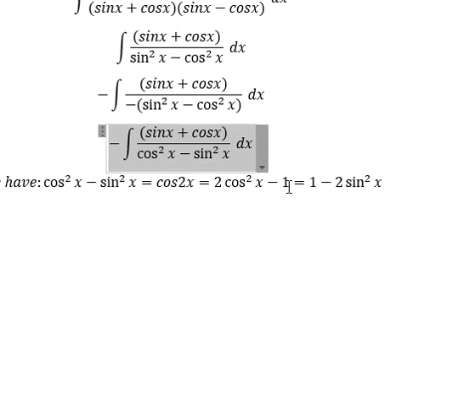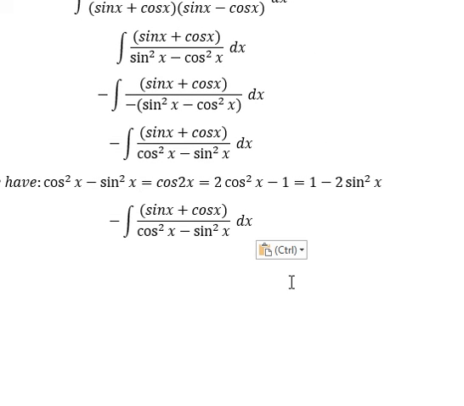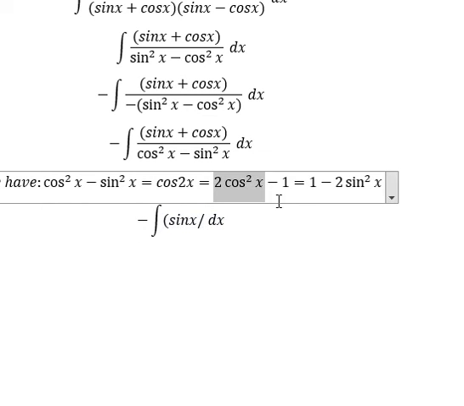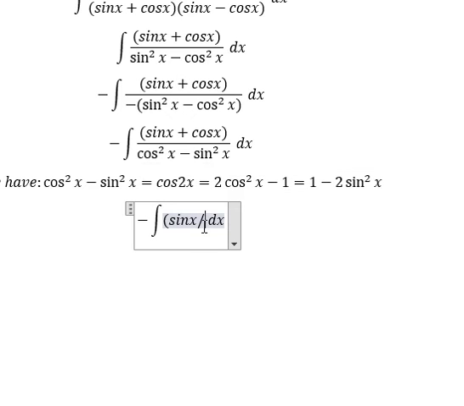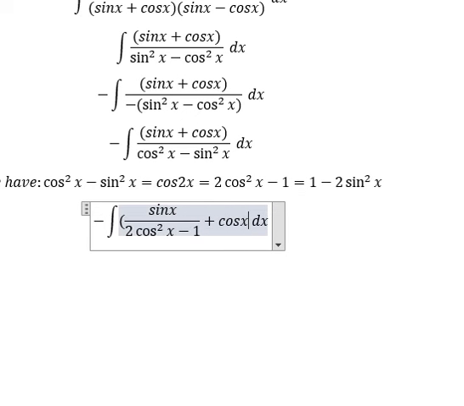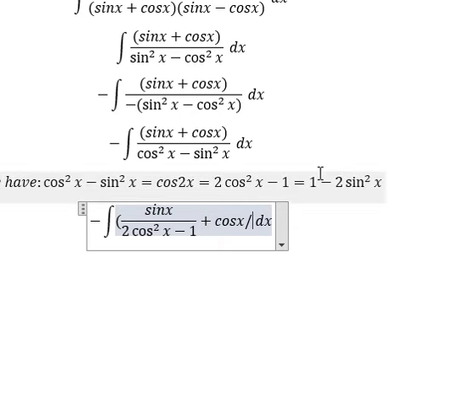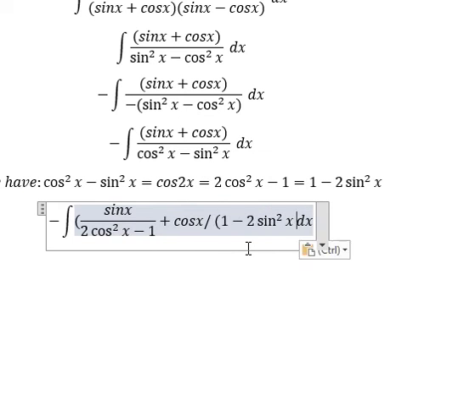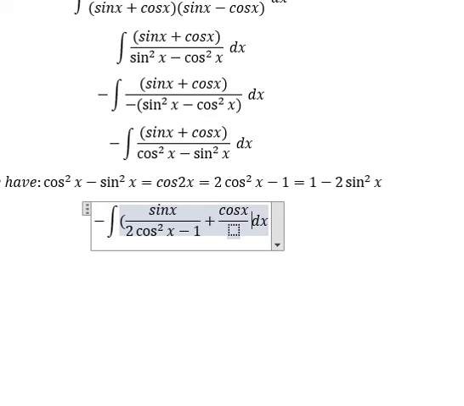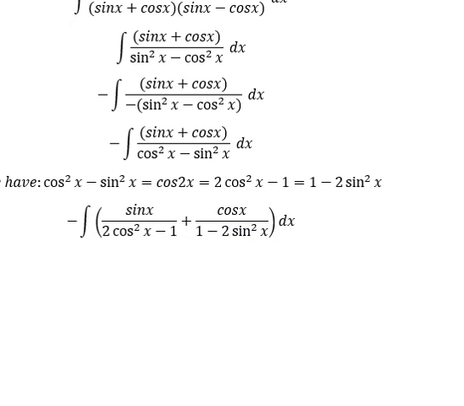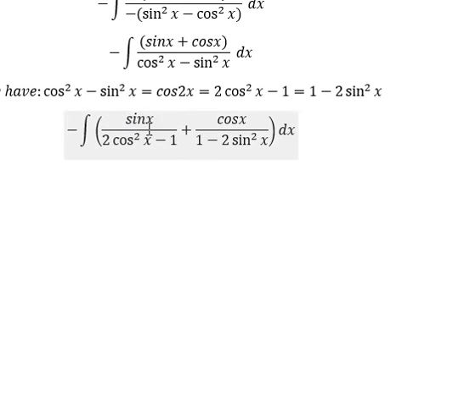So in this situation, I need to separate them in here, and we have sin x over this one, and the second one we have cosine x over this one. Now I will focus on this one.